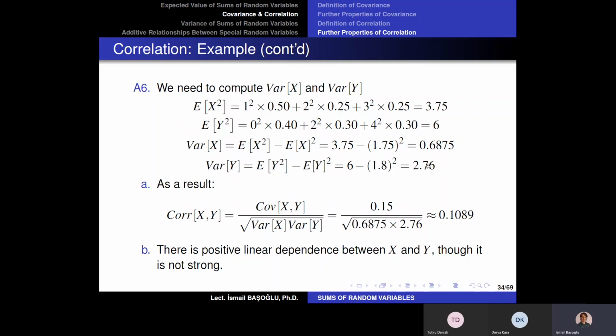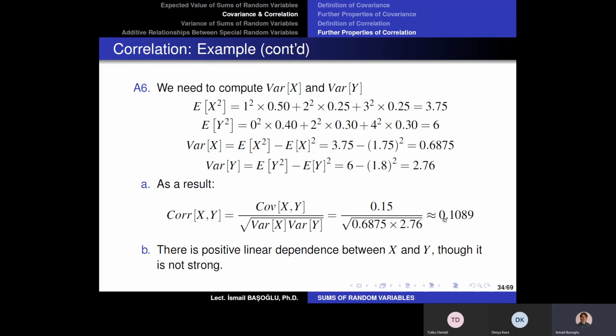Now all we need to do is plug in this variance of x and variance of y in place in this formulation. One common mistake that is made by the students when they are solving this question, they forget to take the square root of the product of the variances. So the square root in this formulation is usually forgotten. Be careful. Do not forget to take the square root of the product of the variances. And that is going to be approximately 0.11.